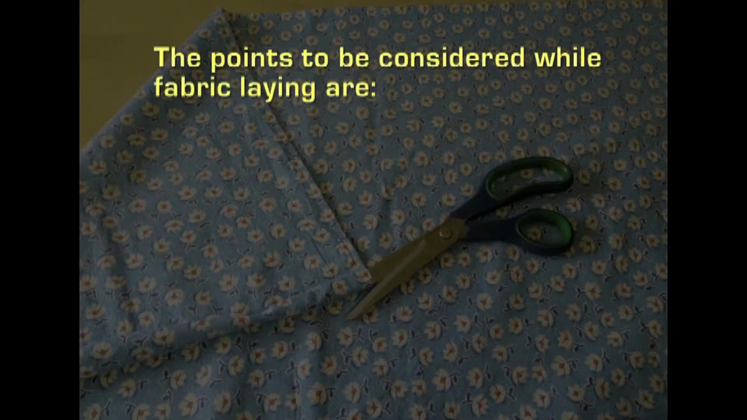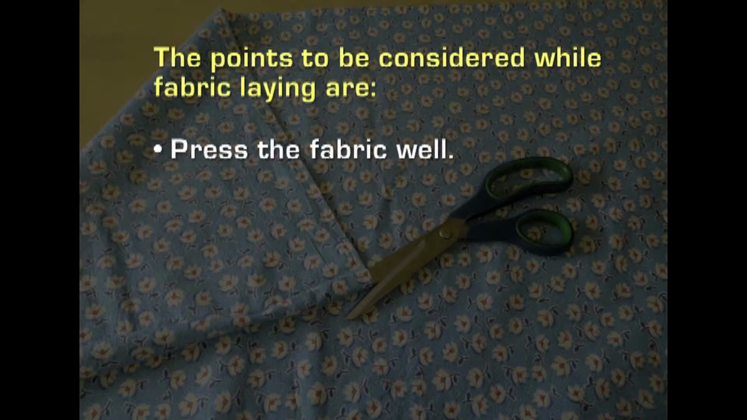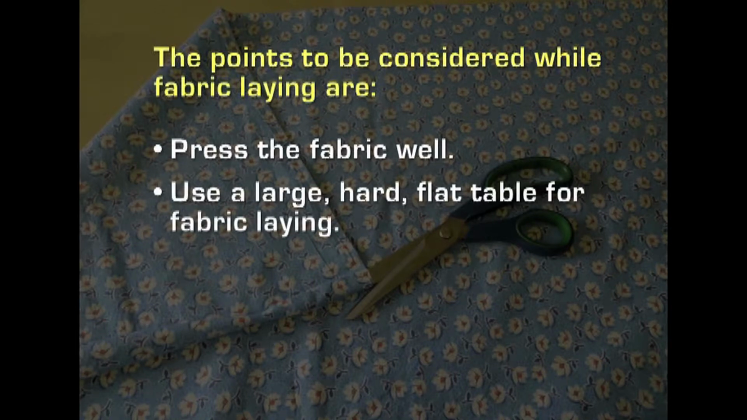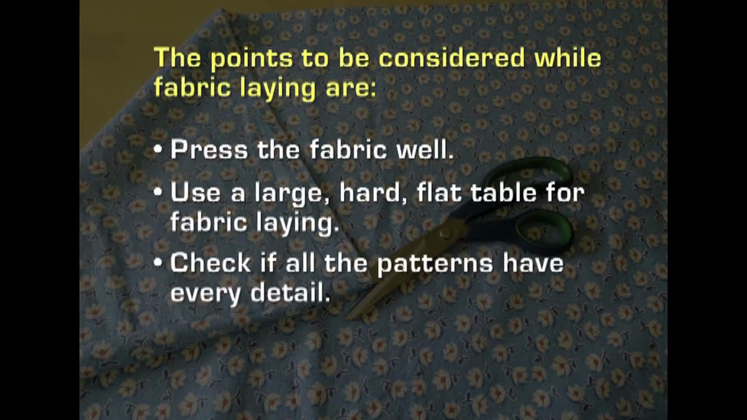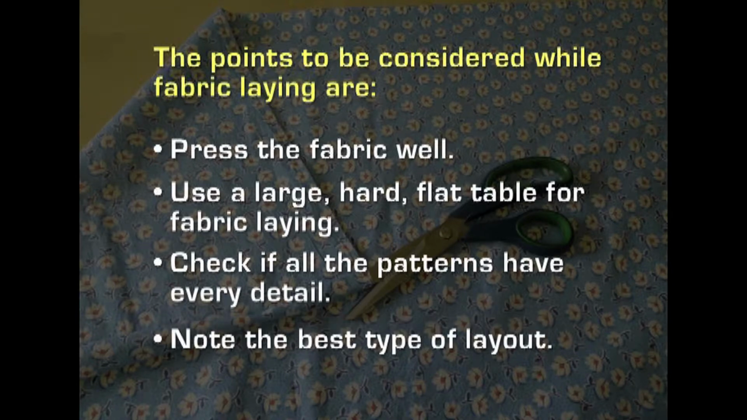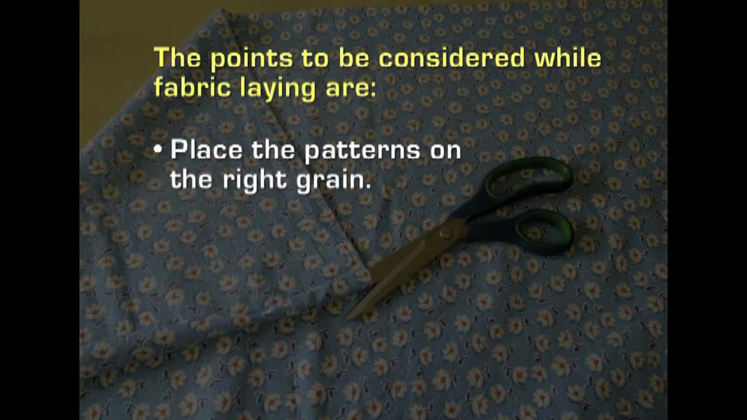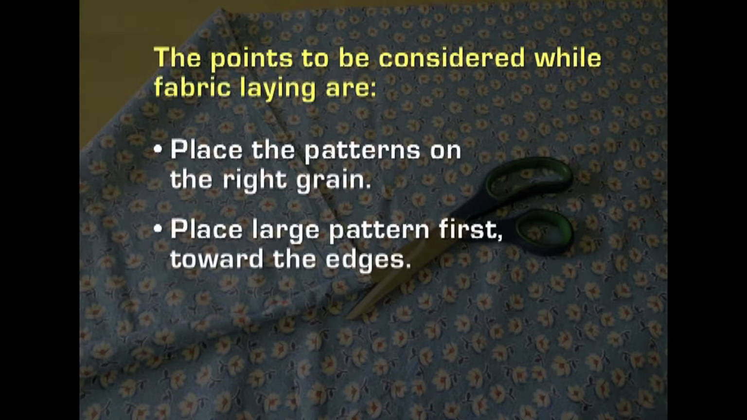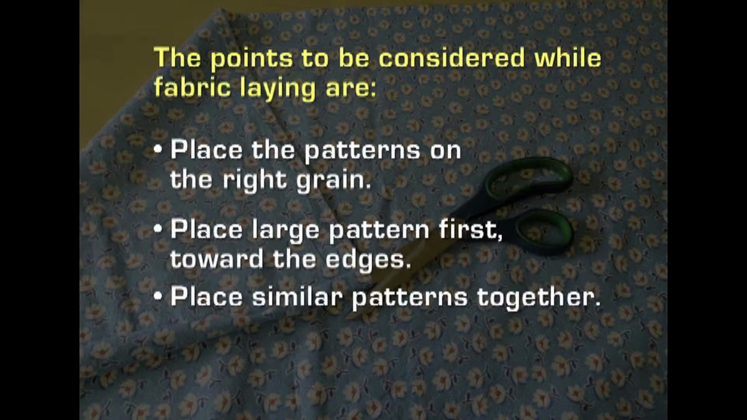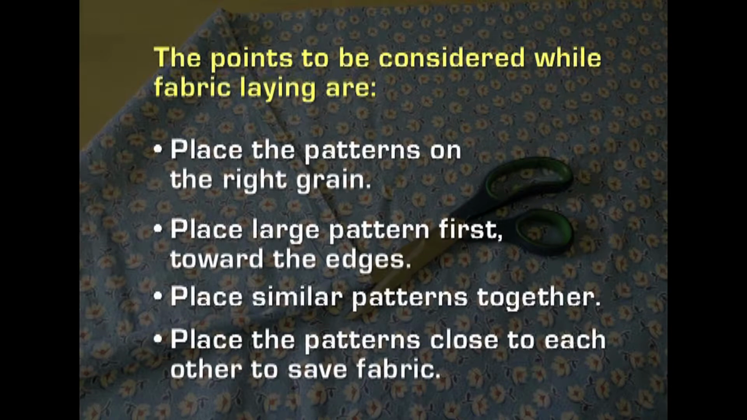The points that need to be considered while fabric laying are: press the fabric well, use a large, hard, flat table for fabric laying, check if all the patterns have every detail, note the best type of layout, place the patterns on the right grain and place large patterns first towards the edges. Place similar patterns together and place the patterns close to each other to save fabric.